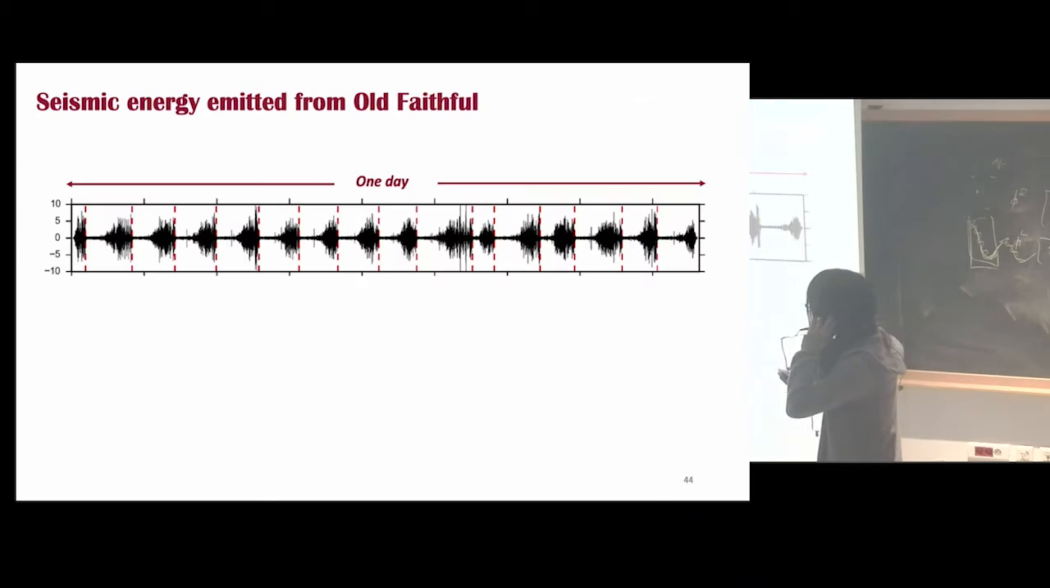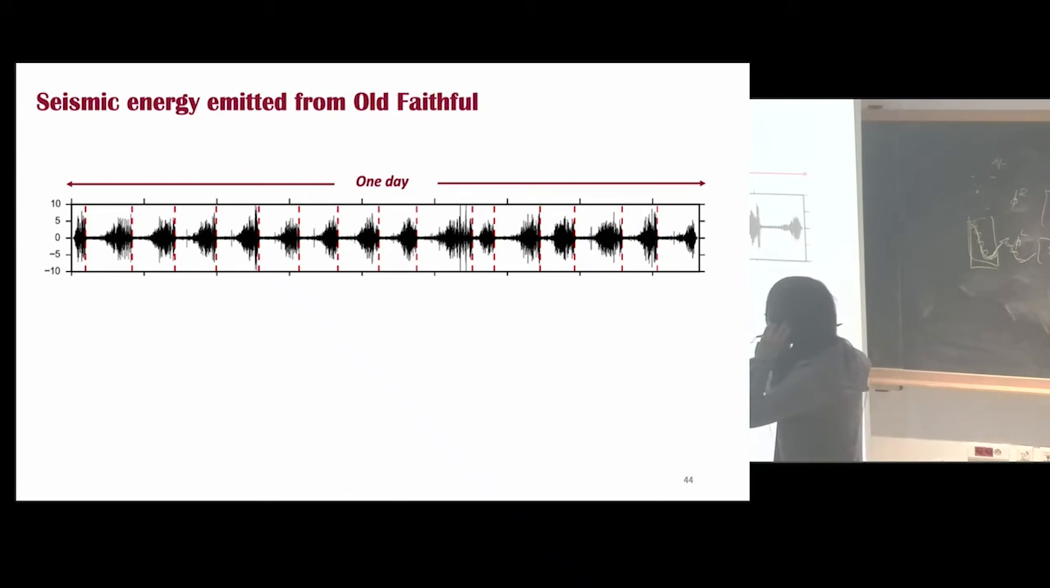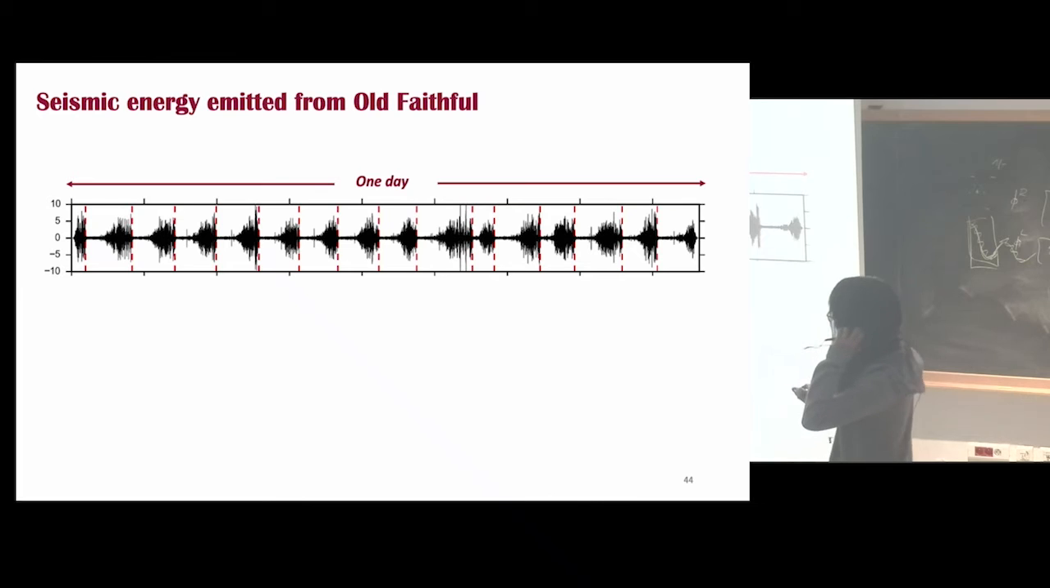If we look at a seismogram for one day, we can capture around 15 eruption cycles. You can see the dashed lines are the phase for eruption. It's super vibrant. There are a lot of seismic signals before the eruption, and it's suddenly shut off after the eruption.